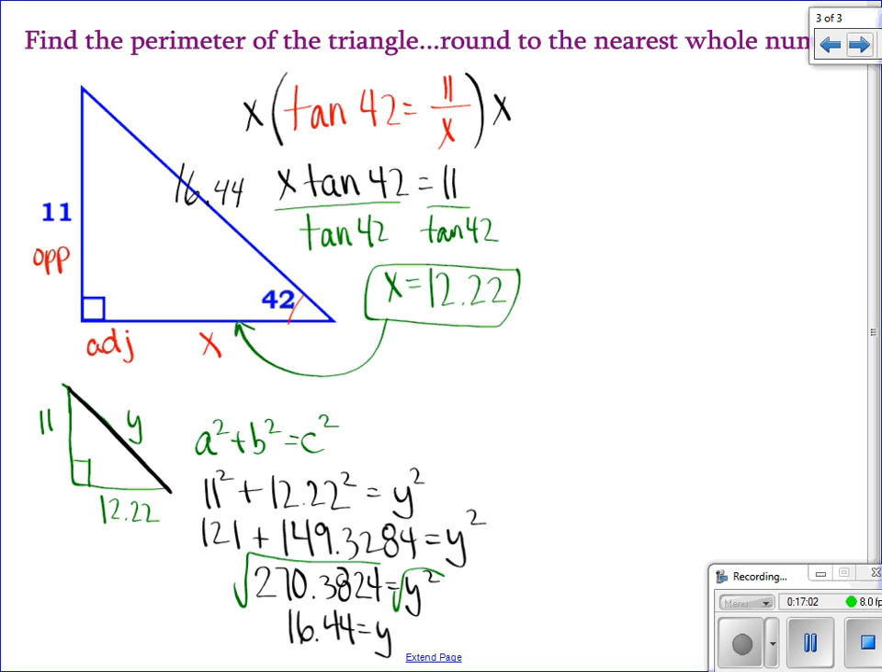Well, the original question was to find the perimeter. The perimeter is the sum of all the sides. So we'll take 11 plus our 12.22 plus 16.44 and get 39.66, and it says rounded to the nearest whole number, so this should be 40.